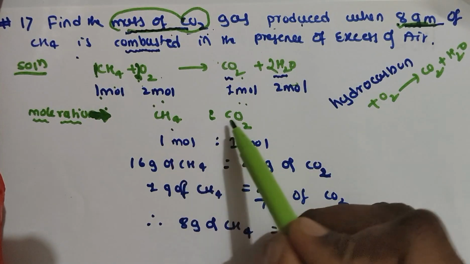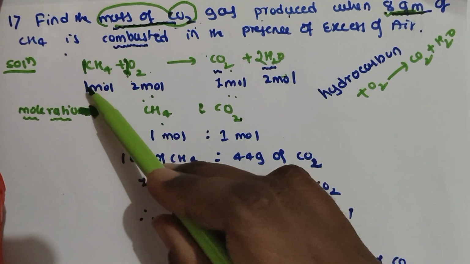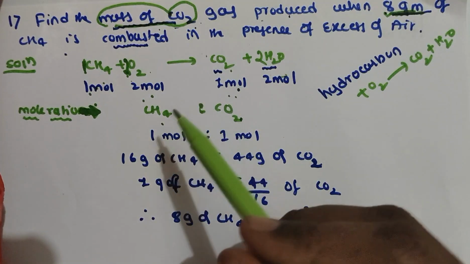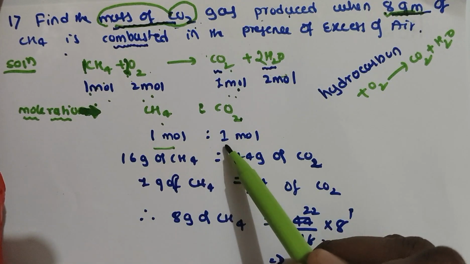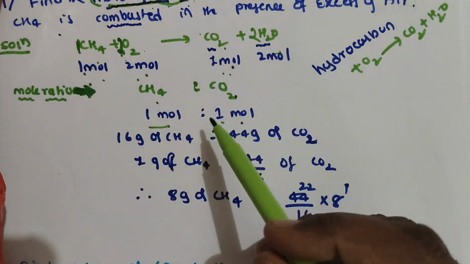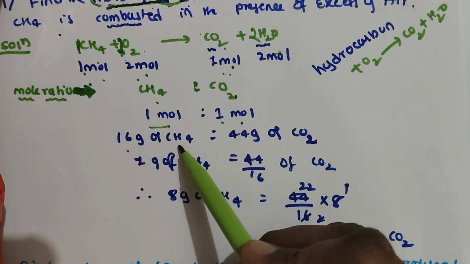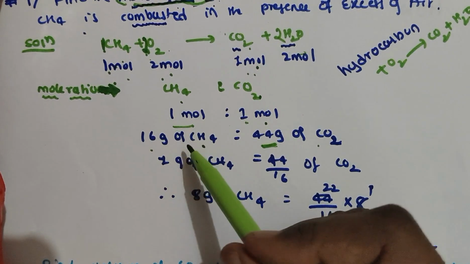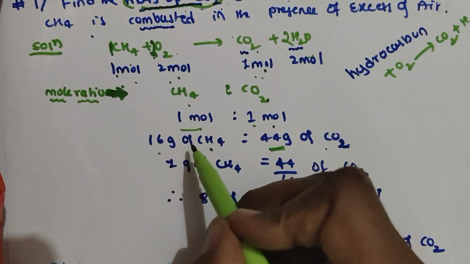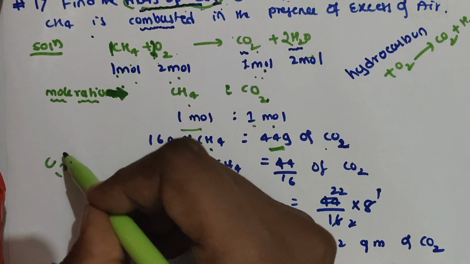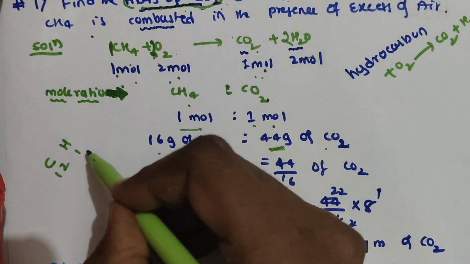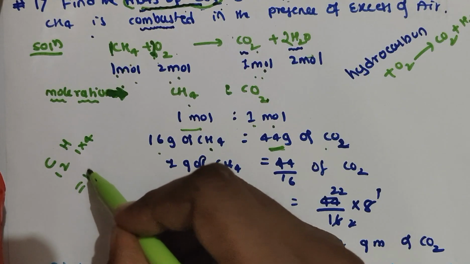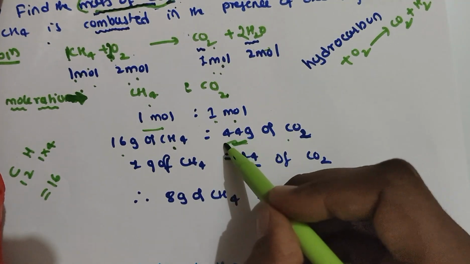Therefore, you write the methane and CO2 ratio. 1 mole of methane gives rise to 1 mole of CO2. A very, very important point: here 1 mole of methane gives 1 mole of CO2. And 16 gram of CH4 gives 44 gram of CO2. What is 16? How can we write it? This is the molecular mass of CH4. For carbon 12, hydrogen mass is 1, and 4 hydrogens are there, 1 into 4 equals 4, therefore totally 16.